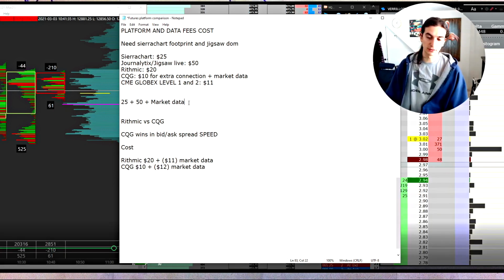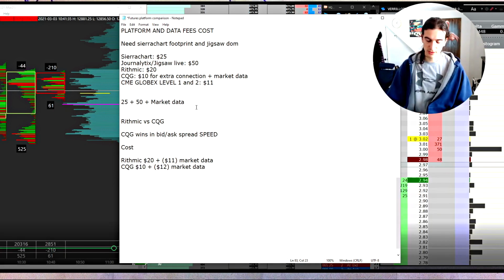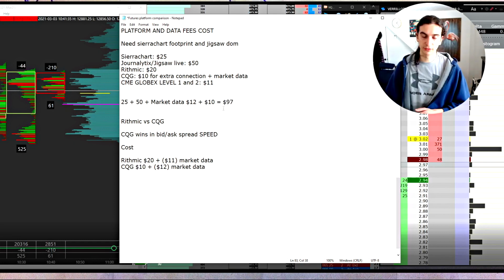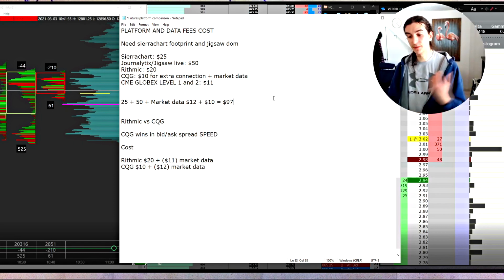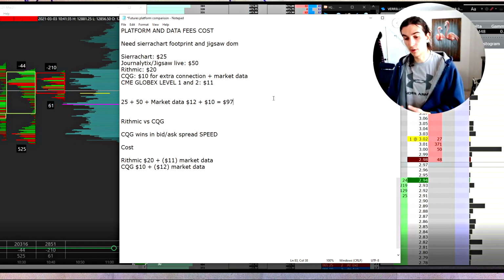So now let's calculate the total cost of my market data and see what's going on here. The market data on my first CQG connection is $11, because it's $1 for level 1 and $10 for level 2. The market data for my second CQG connection is only $1 a month for CME level 1. All of that plus another $10 for the CQG extra connection equals a total of $97 a month. That's what I pay for platform costs and market data every single month. In the video coming up this weekend, I'm going to be explaining a little bit more detail about some of these tools that give me an edge as a scalper in these markets.